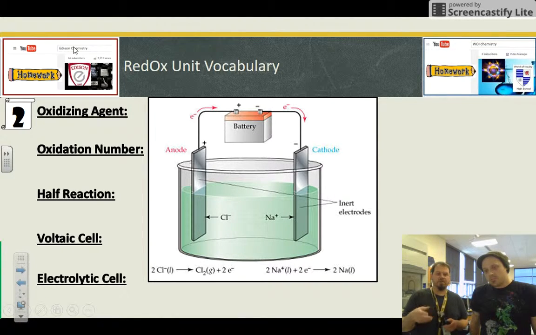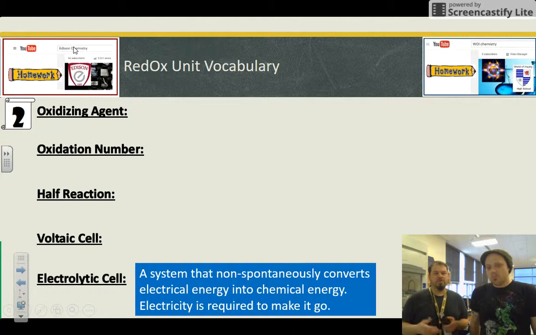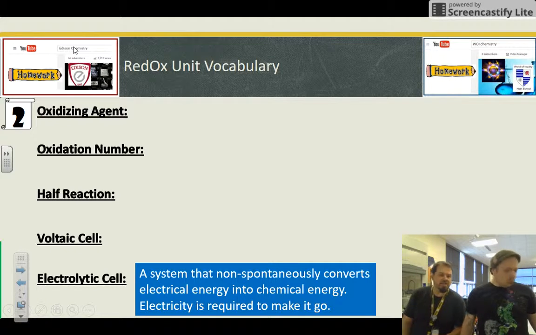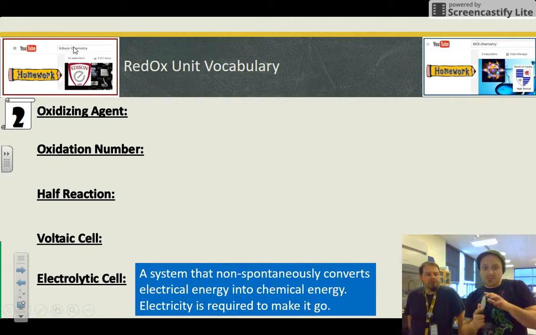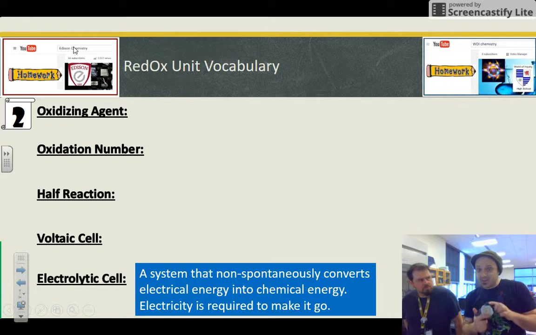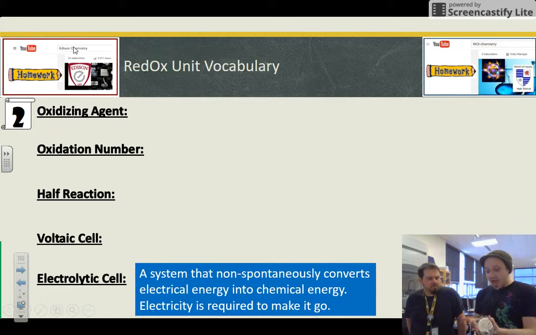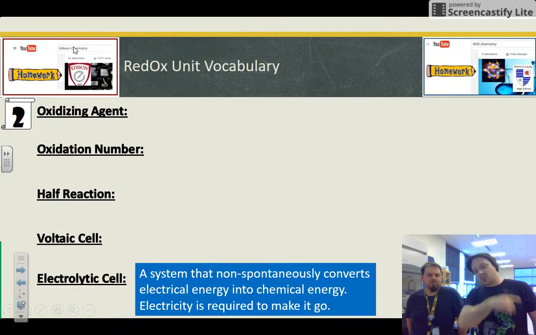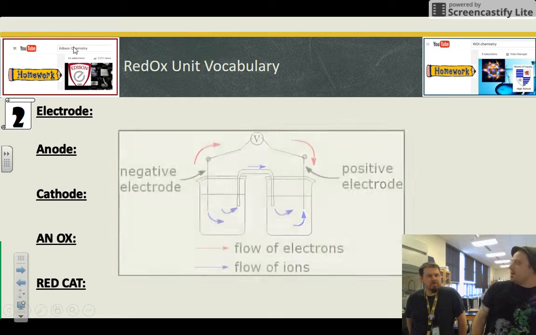And the other thing to help pick these out is that there's just one beaker, not 2. So this is a system that non-spontaneously converts electrical energy back into chemical energy. Of course, electricity is required to make it go. Electrolytic, electricity needed. Our modern cell phone batteries function both as voltaic cells and electrolytic cells. The voltaic cell, when you plug it in, switches roles and decides, okay, I need to recharge myself. And that's what happens. It turns into an electrolytic cell.